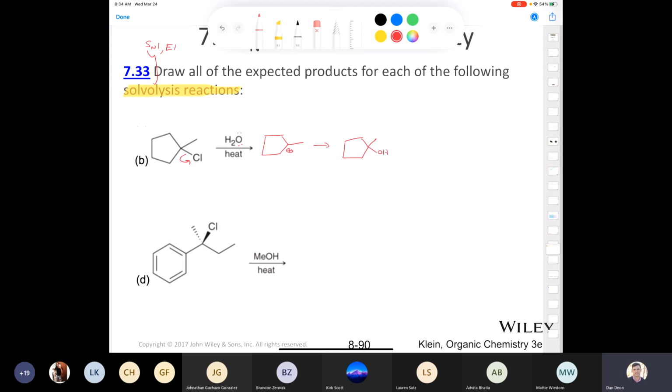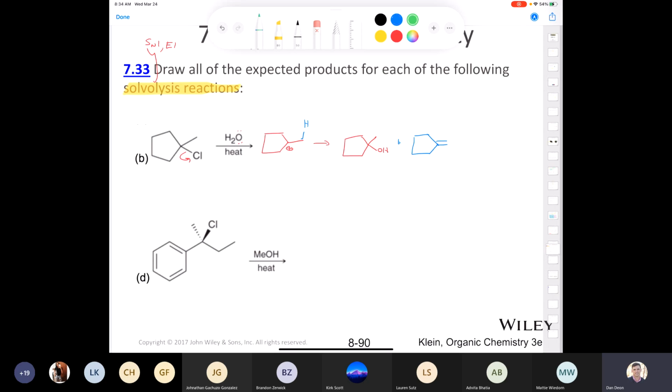Now, that's not going to be the major product because we said the E1 product is going to be the major product. Well, what are the possible beta protons? I have beta protons here. If I eliminated one of those, I'd end up with this exocyclic alkene like this. And if I was to rip off this beta proton, then I'm going to end up with this as my product. Could anybody tell me which one of these would be the major product?